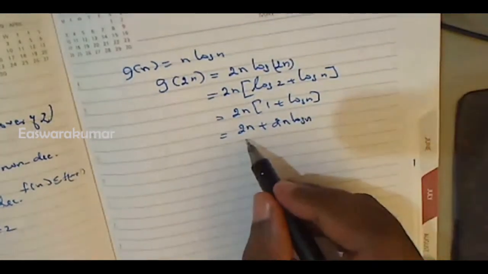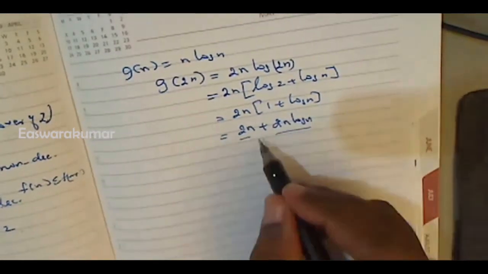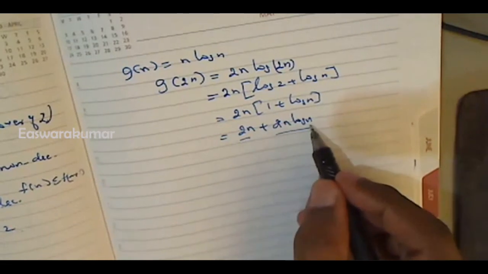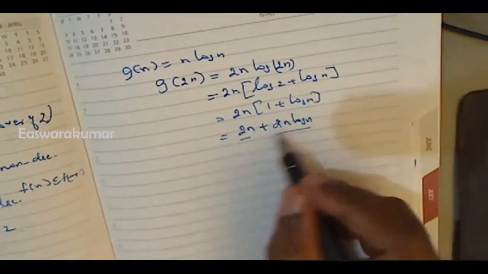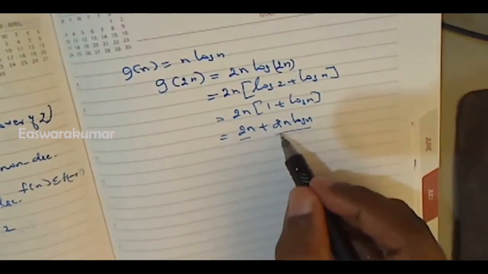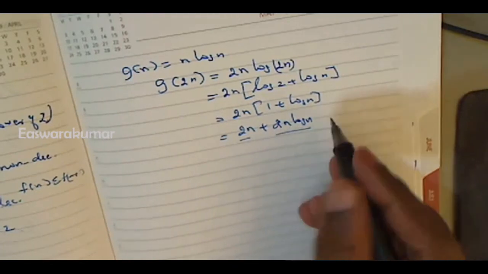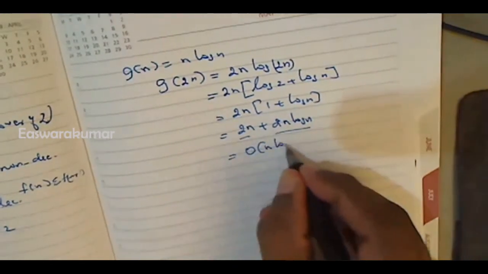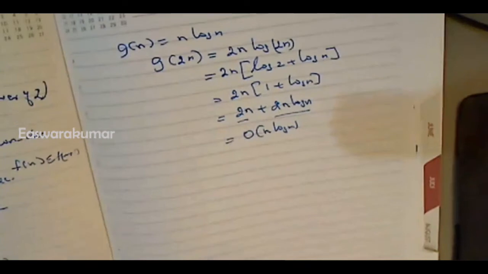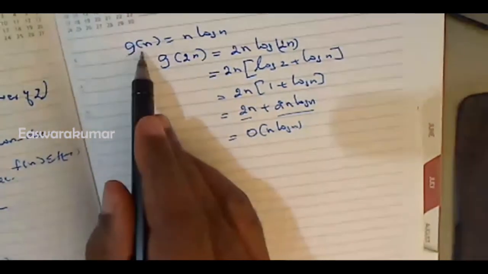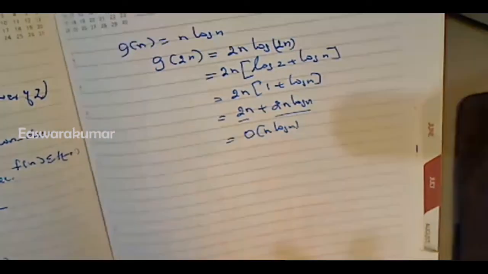Now you see, we have to take the maximum of these. The maximum is n log n. If you put order, the constant won't come, so the remaining is n log n. So that is equal to order of n log n. So we got that g of n is 2-smooth.